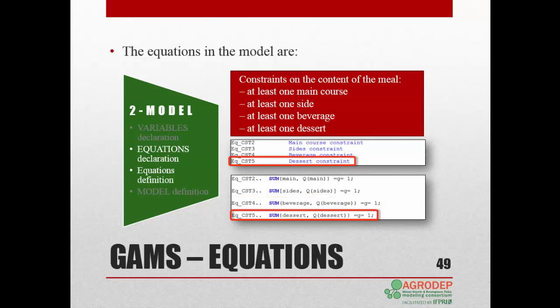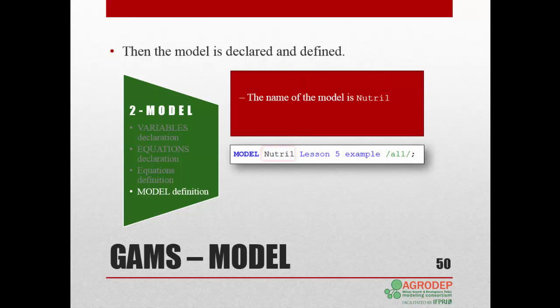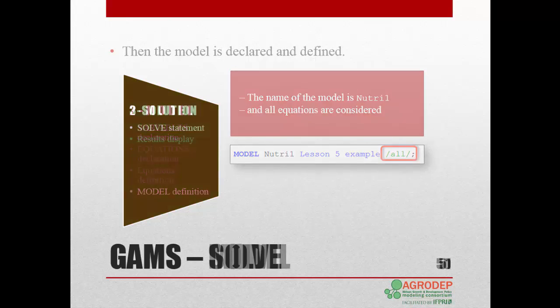Note the use of different parentheses: round, brackets, and braces. They are all equivalent as long as opening and closing symbols match. Now, the only thing left to do is to declare and define the model. In the declaration, we name the model Nutri1 and we add explanatory text. Since we want all the equations to be included in solving the model, we use the keyword all between slashes. A semicolon ends the declaration.